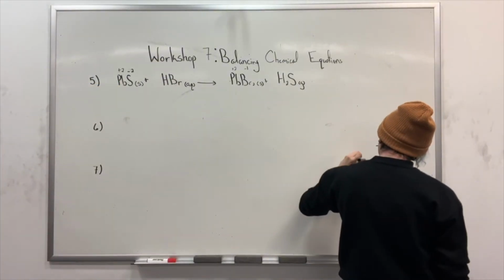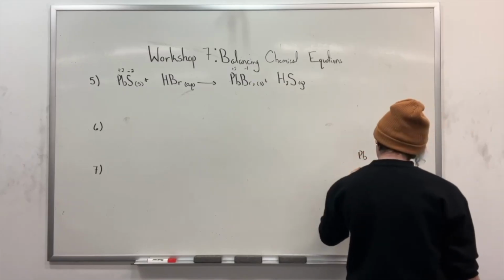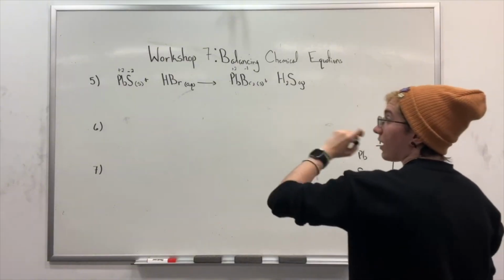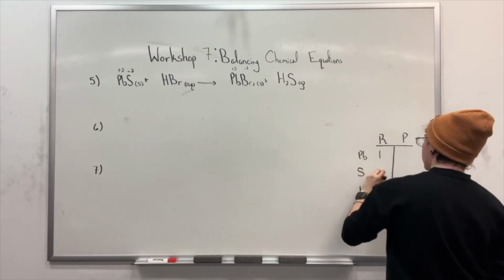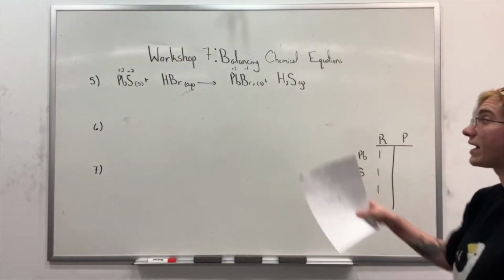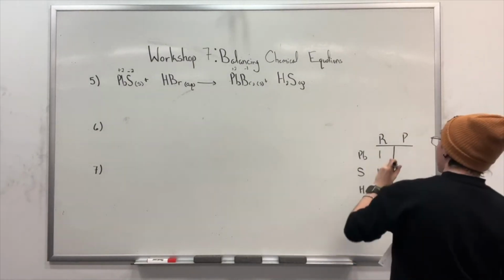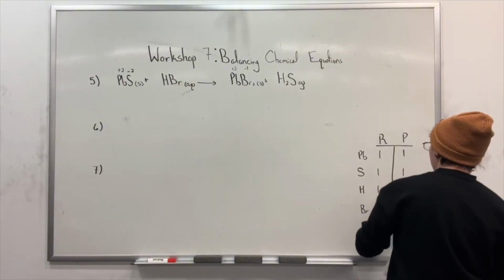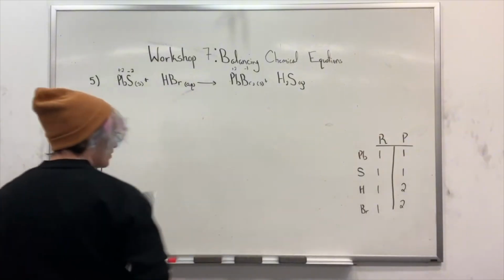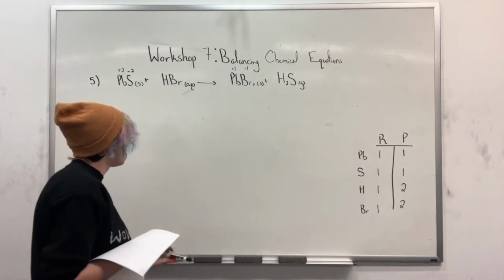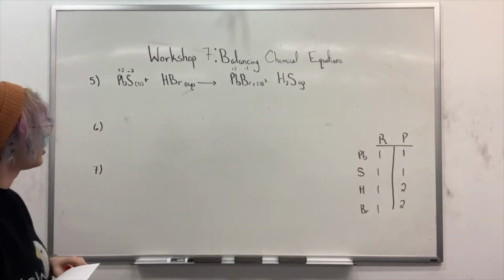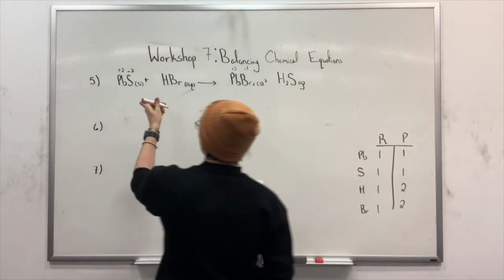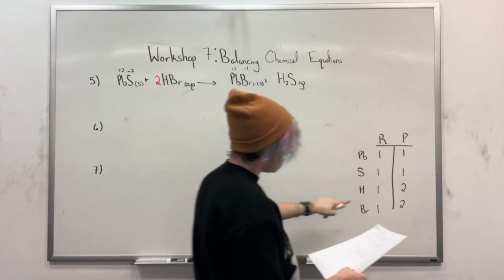We have lead, we have sulfur, we have hydrogen, and we have bromine. We have 1 atom of lead, 1 of sulfur, 1 of hydrogen, 1 of bromine. We just have 1 of each atom on our reactant side. On our product side, we have 1 of lead, 1 of sulfur, 2 hydrogen, and 2 bromine. So the main balancing is going to be our hydrogen and our bromine. Let's focus on our bromine first. 1 on the reactant side, 2 on the product side. We are going to multiply our HBr by 2, giving us 2 bromines.